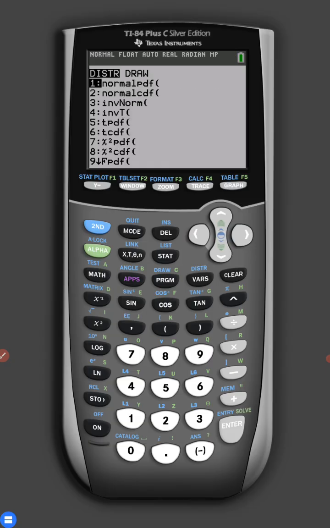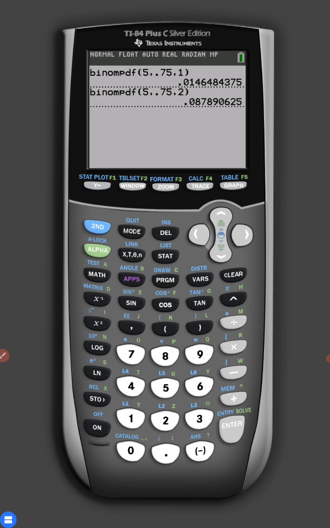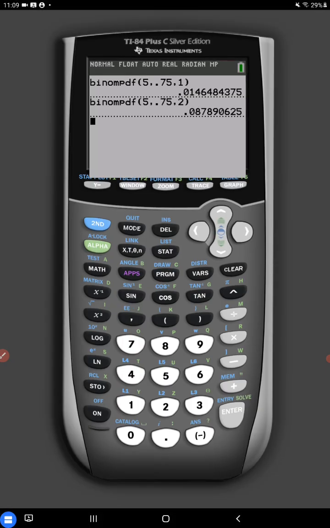Well, what if I want to know the probability of winning 2 games? I do the exact same steps. I go back to that Binom PDF, and the only thing I'm changing is the X value of 2. And it spits that out for me. So that does make this a little bit quicker, so that you don't have to type out the whole formula every single time.